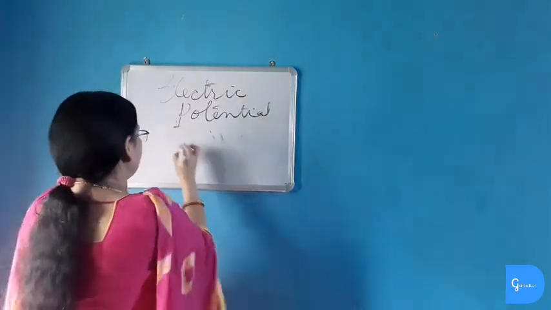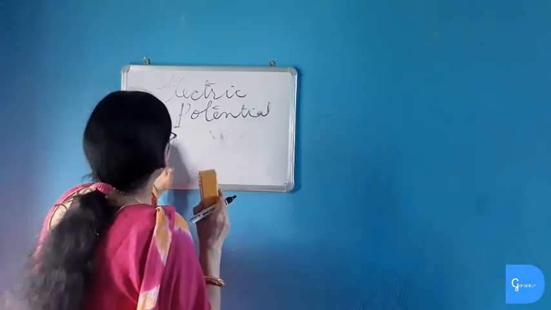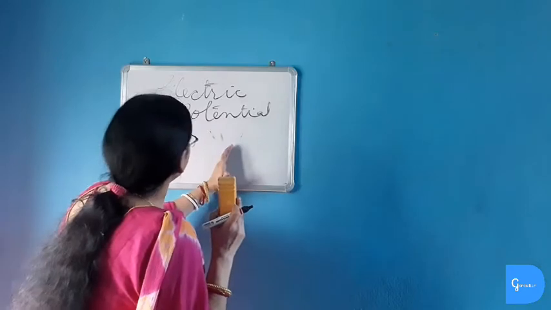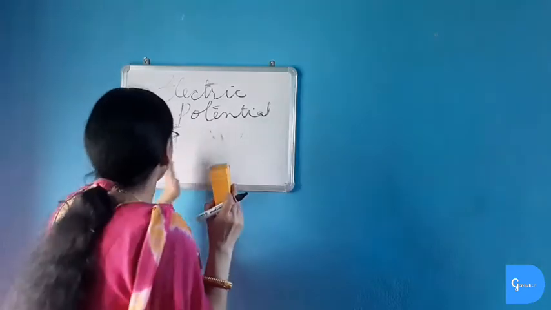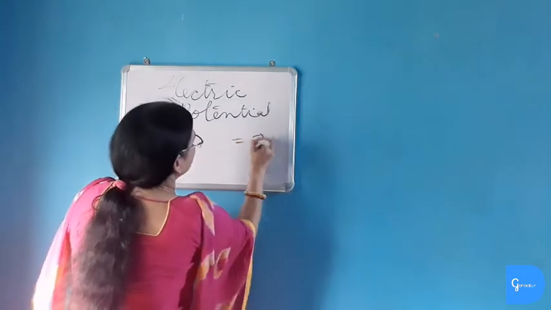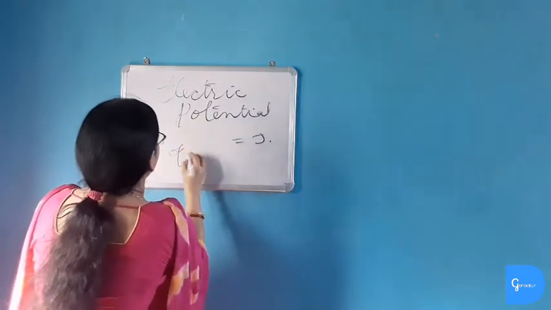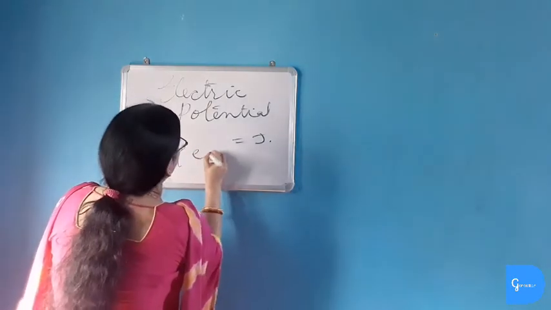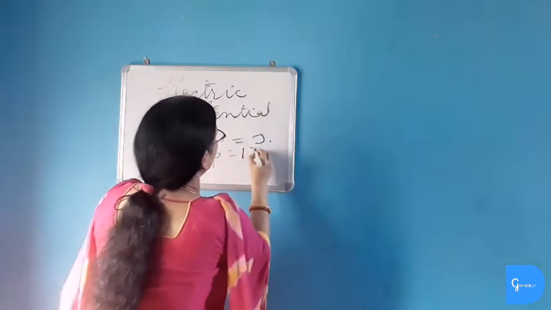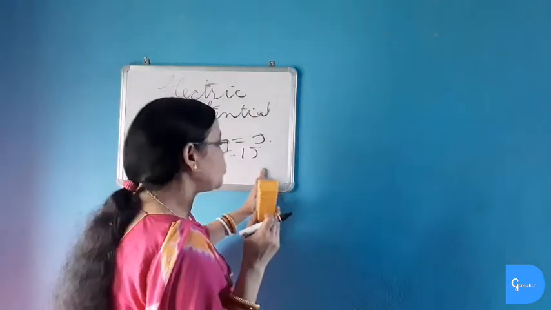And we know that work done is expressed in joules. So what is electric potential? It is the amount of work done in moving unit positive charge from infinity to that point, and work done is expressed in joule. So we can say that 1 volt of electric potential means 1 joule of work done in moving unit positive charge from infinity to that point.